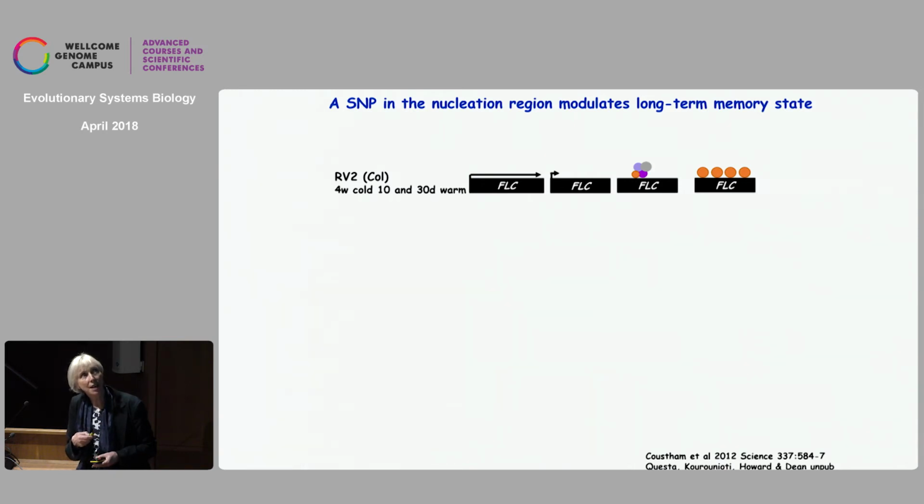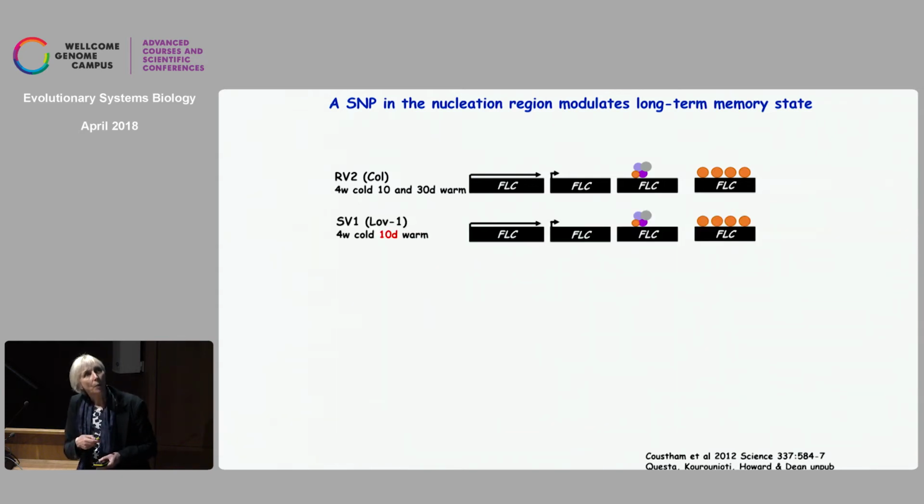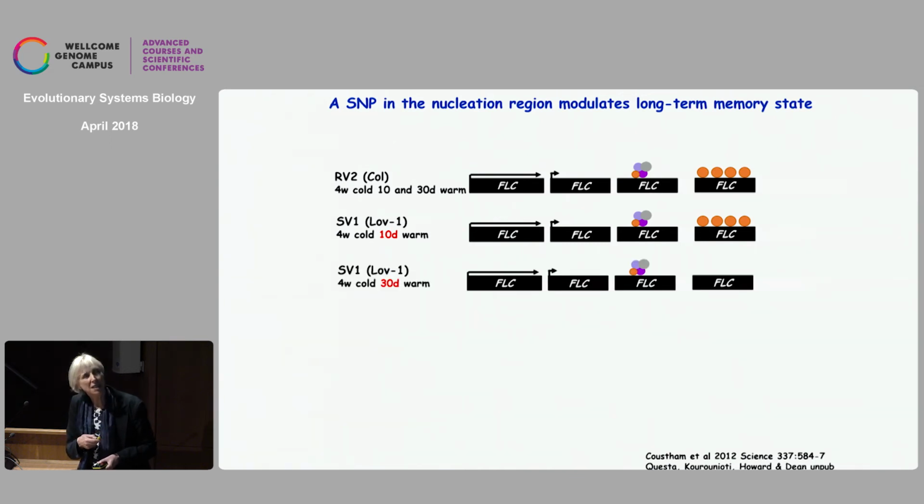Either 10 or 30 days after you take them back out, you have a nucleation in the cold, and then the spreading and the stable maintenance of that silencing for 10 and 30 days post-transfer. If you look at this slow vernalizing type, this LERV1, for 10 days, it's absolutely the same. But if you leave it a bit longer, for 30 days, somehow this robust silencing is lost, and actually the gene then switches back on. But it takes a while for it to switch back on because this metastable silencing is intact.